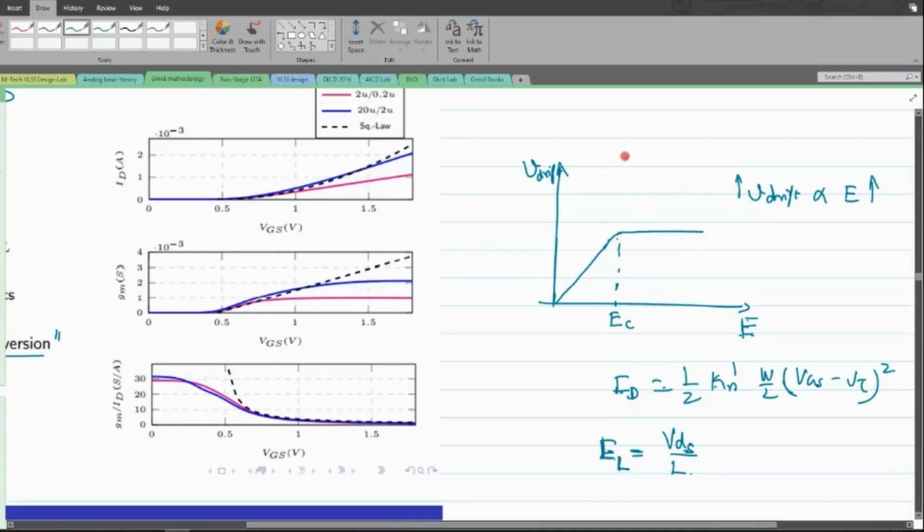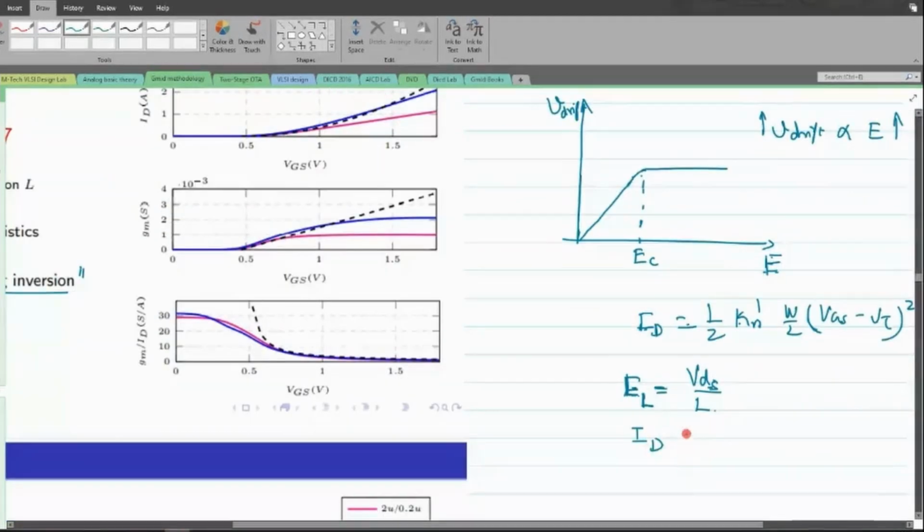Okay, and we call this effect the velocity saturation effect. This normally happens whenever the channel length that you're using is small, due to which the current basically becomes proportional to VGS minus VT. Whereas in the previous case, whenever the electric field is less than the critical electric field, the current ID is proportional to (VGS minus VT) the whole square. Here, there is no square term.